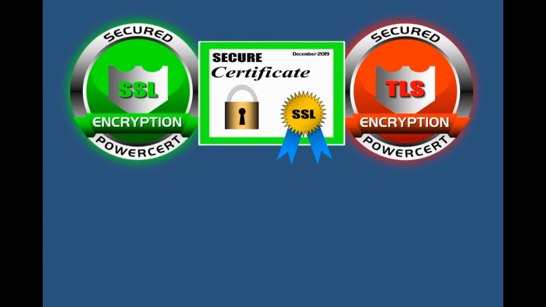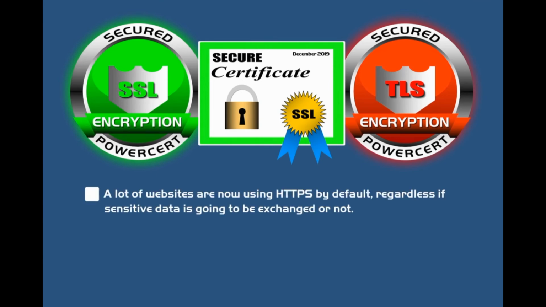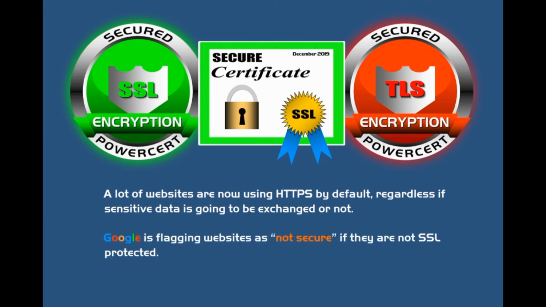It's also important to point out that a lot of websites are now using secure HTTP by default, regardless of whether sensitive data is going to be exchanged or not. And a lot of this has to do with Google, because Google is now flagging websites as not secure if they are not protected with SSL. And if a website is not SSL protected, Google will penalize that website in their search rankings. So that's why now if you go to any major website, you'll notice that secure HTTP is being used rather than standard HTTP.